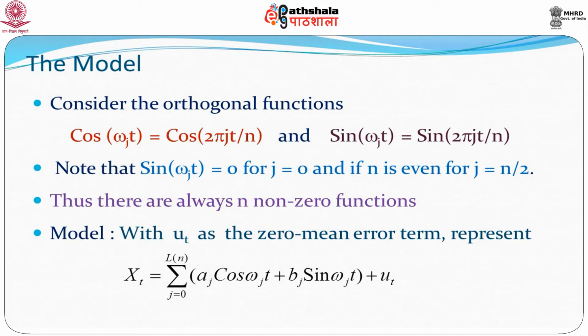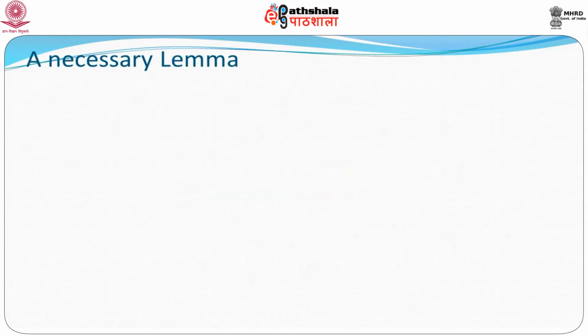Of course, there would be an error involved, which would be u t, and our purpose would be to get A j and B j by minimizing this error. But before that, let us look at a lemma which would be required to actually get A j and B j.